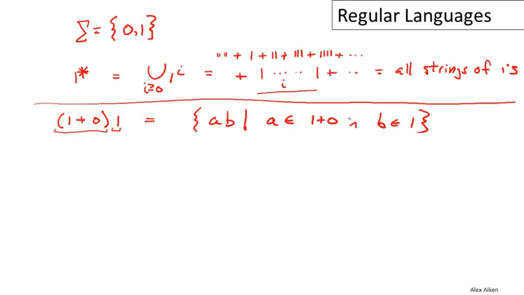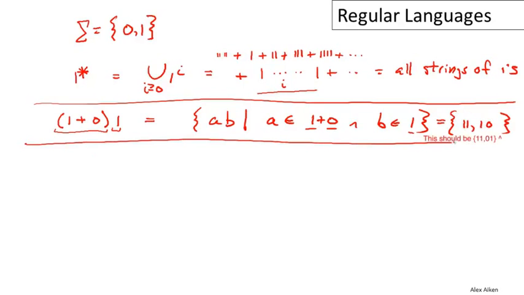All right, and what can that be? Well, there's two choices for A. A could be 1 or 0, and B could be 1. So in fact, this is equal to the set containing the strings 1 1, and 1 0.